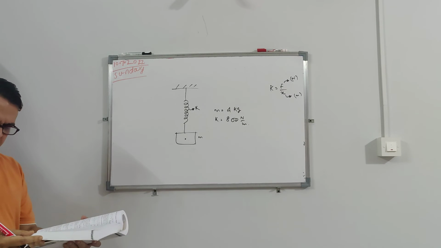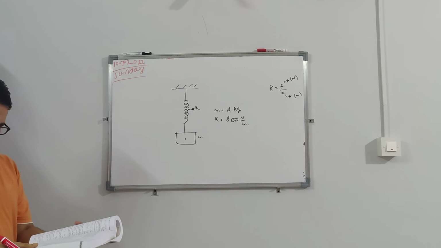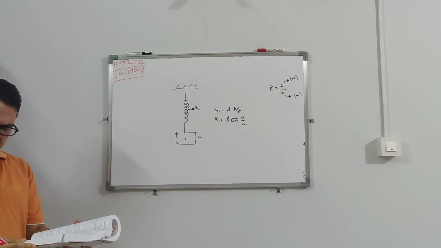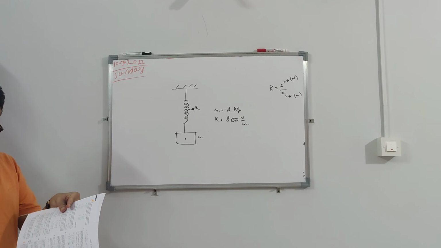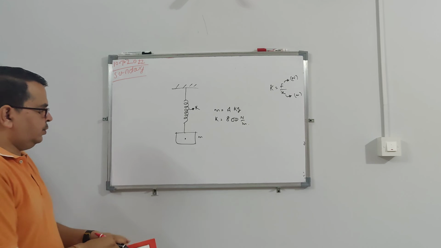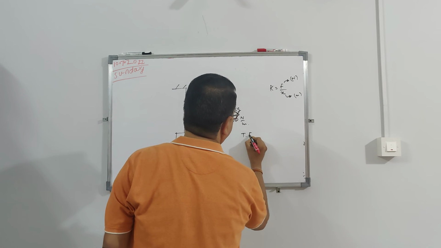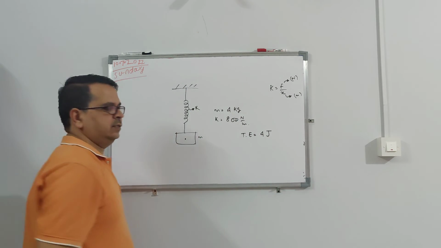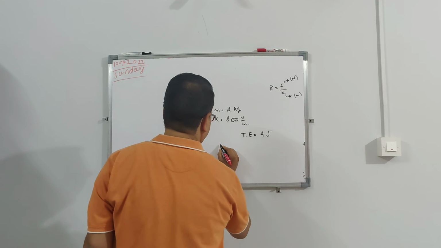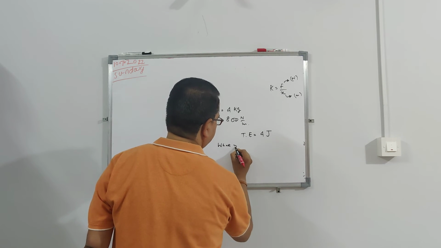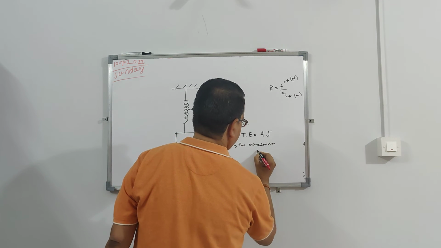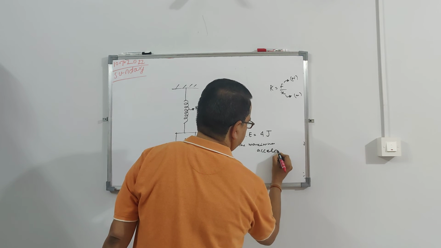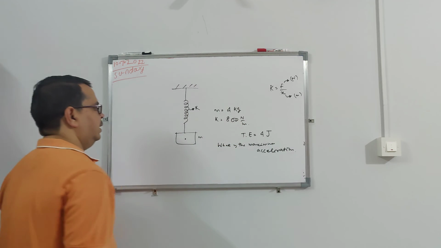If the total energy of the oscillation is 4 joule, then the maximum acceleration of the mass is how much? They are asking what is the maximum acceleration. The total energy, that is TE, is equal to 4 joule. So this is the question.